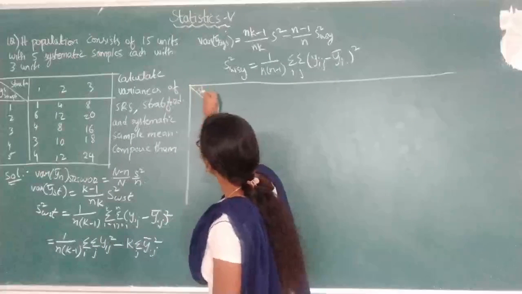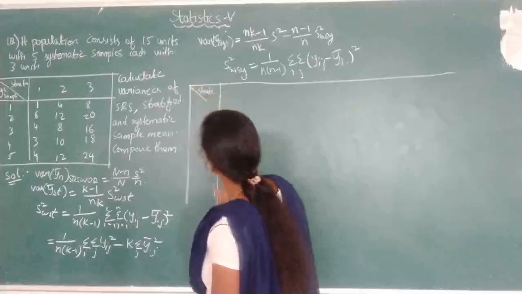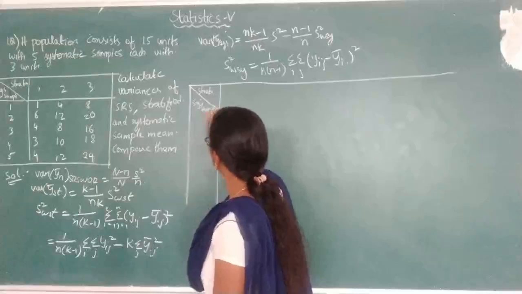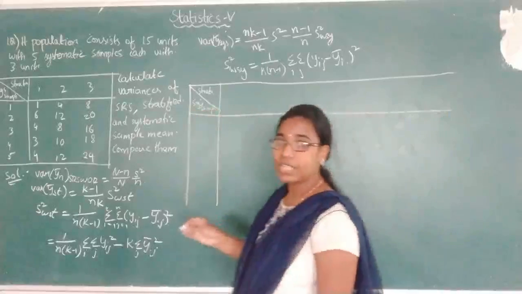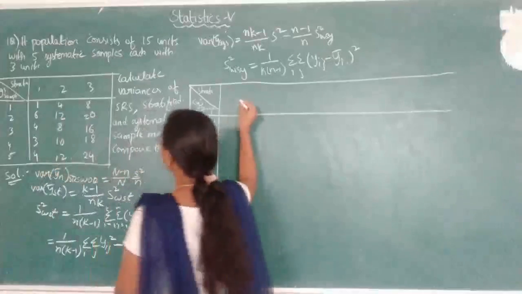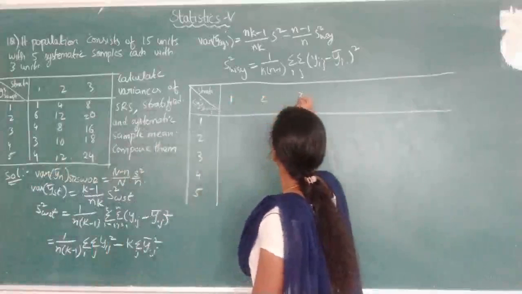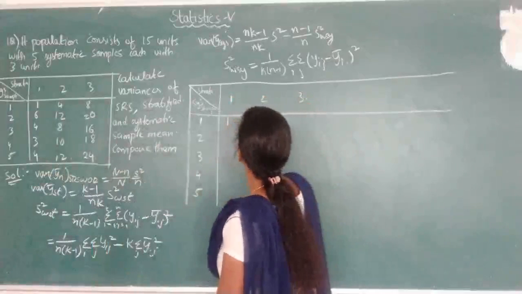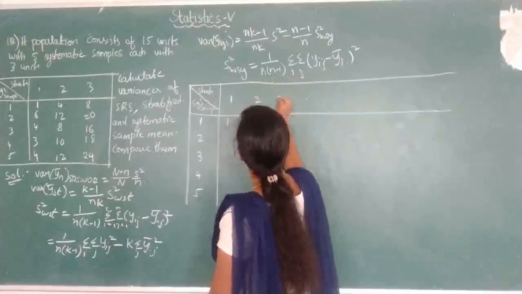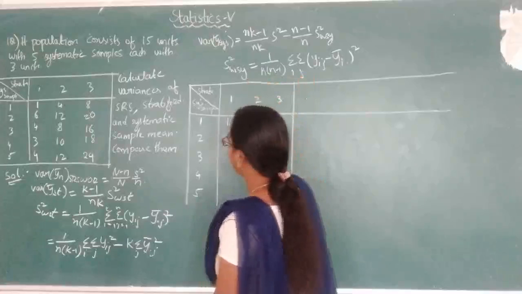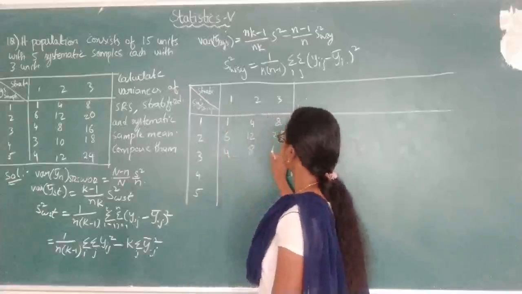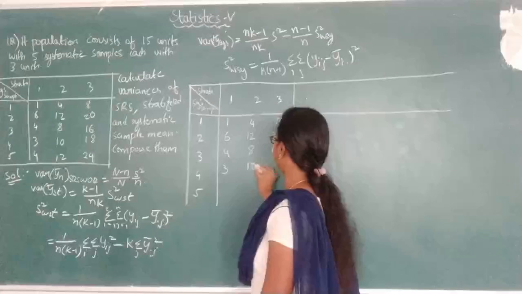So first is stratum, and here the sample, that is systematic sample. So we have total 5 systematic samples, write down 5. And we have 3 stratas, 1, 2 and 3. Write down all the given values: 1, 4, 8. Next are 6, 12, 20. The next values are 4, 8, 16 and 3, 10, 18.